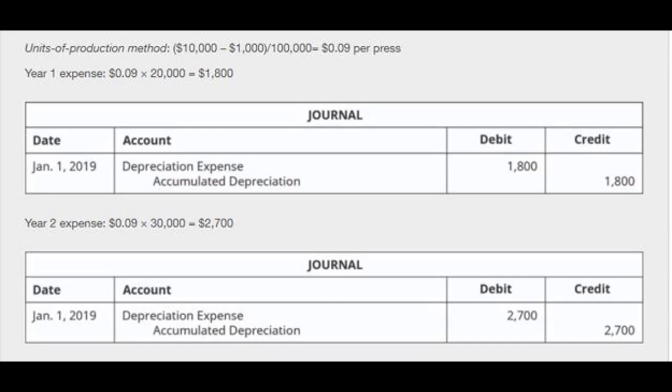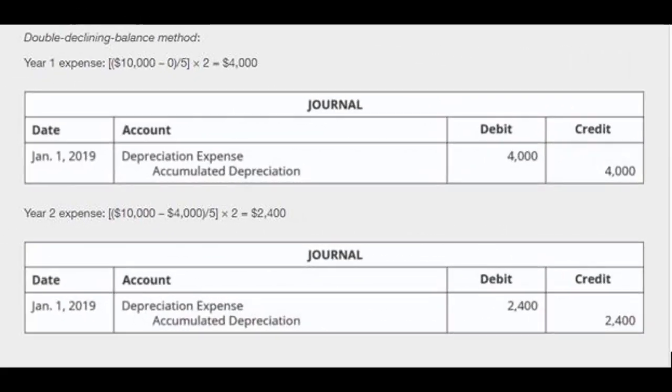In the textbook example, in the first year, you are using this piece of equipment 20,000 times. In the second year, you're using it 30,000 times. That's 50% more often. And therefore, in the second year, you are recognizing 50% more expense, $2,700 worth of expense, as opposed to $1,800.